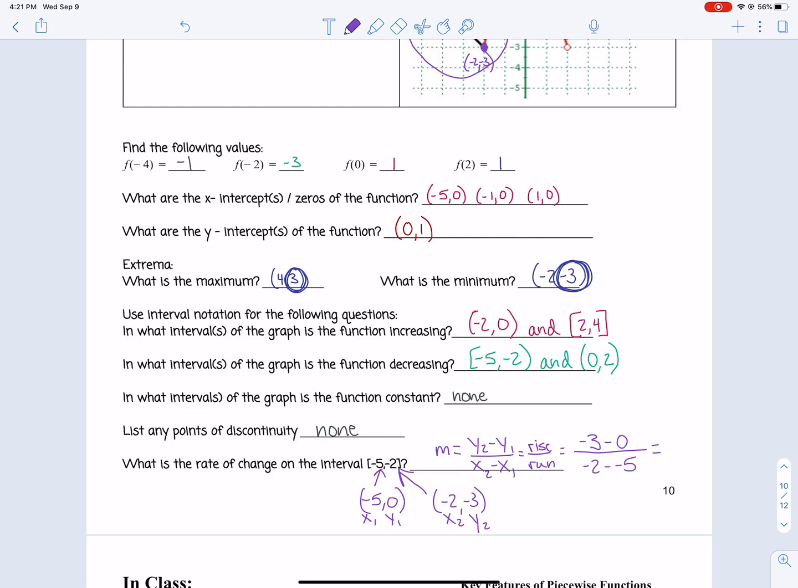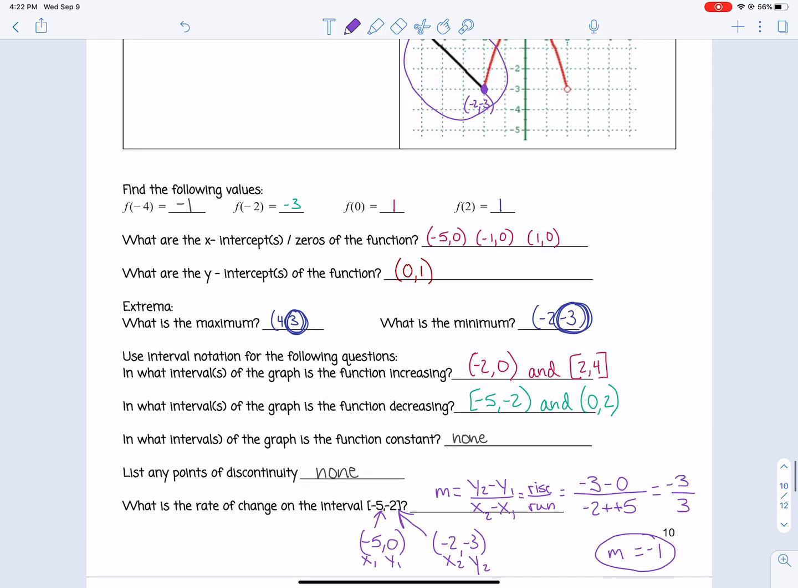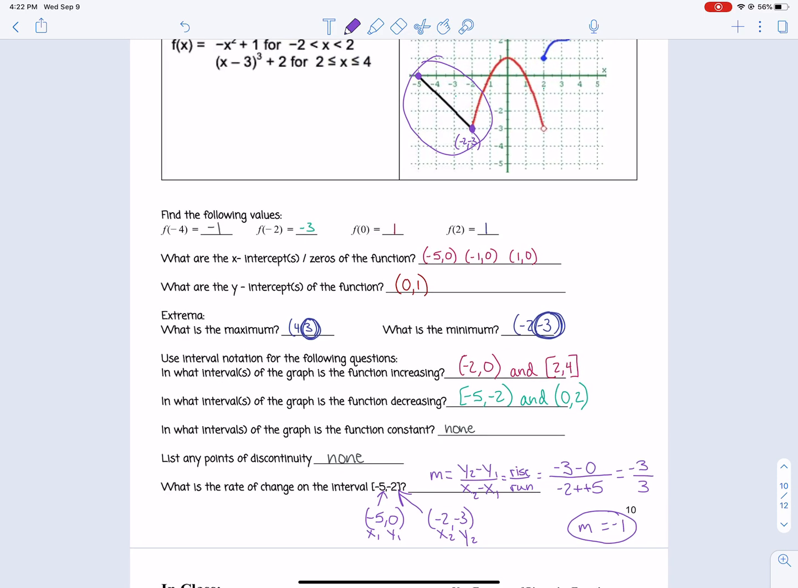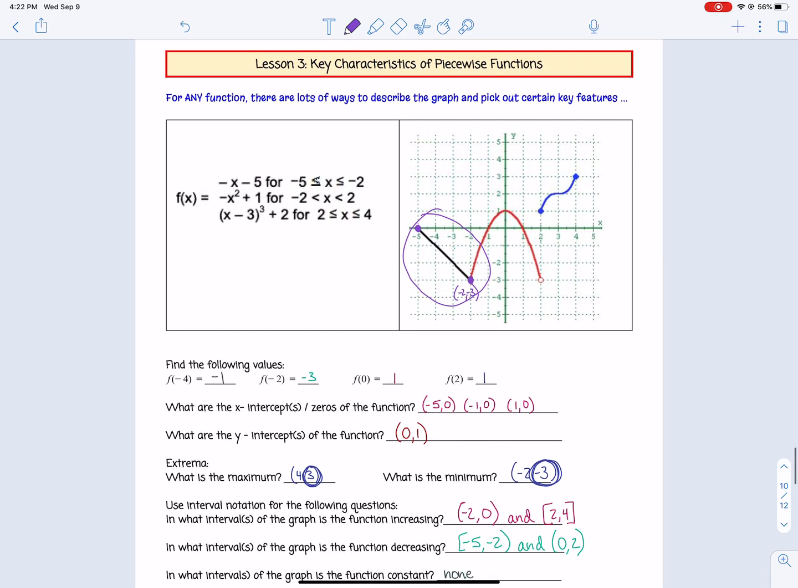And then let's just clean that up. So in the numerator, I get negative 3. And then in the denominator, negative 2 minus negative 5 turns into negative 2 plus 5, which is 3. And then I get negative 3 divided by 3. So my slope, my rate of change, that's what slope means, is just negative 1. So in that interval from negative 5 to negative 2, my rate of change was negative 1. So there's just lots of things we could find from our graph. So hopefully this helps you to look at one nice big long example so that you can try some of these on your own.